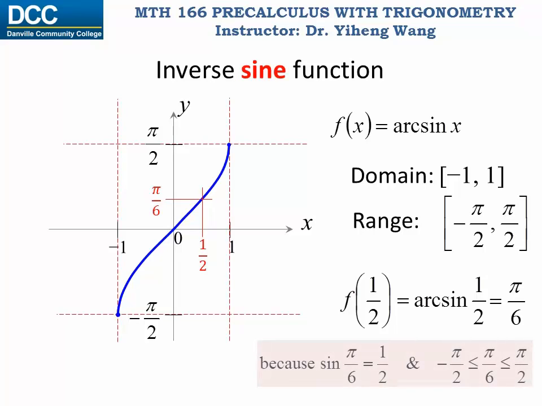Why? Because sine of pi over 6 equals 1/2, and because pi over 6 is between negative half pi and positive half pi. If you remember, there are unlimited numbers of coterminal angles for which the sine value is positive 1/2. However, arcsine 1/2 can only equal pi over 6. These two conditions must be satisfied simultaneously.